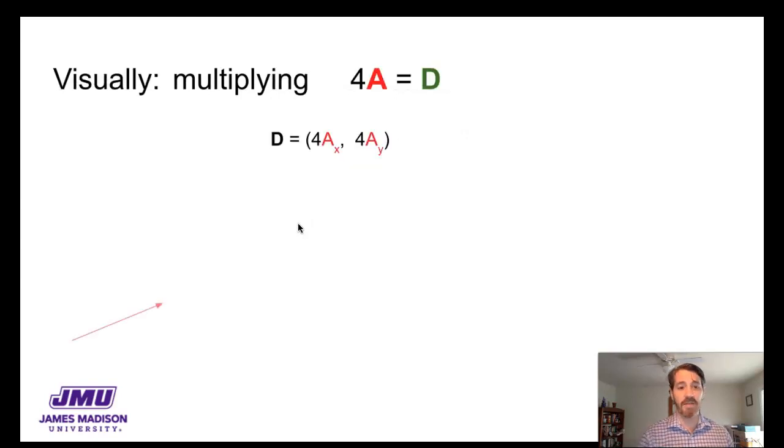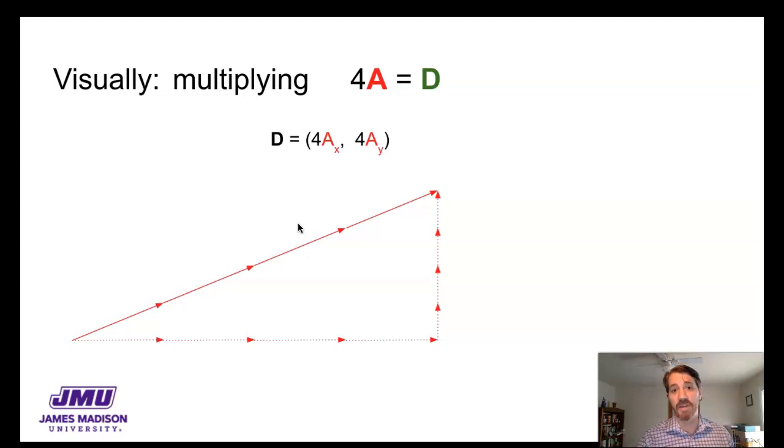Visually, it just looks like this. If I have a vector A, and it's this red vector that's on the screen, 4 times A literally means A 4 times. And when we add vector A to vector A to vector A to vector A, we're adding them tail to tip the entire time. That also means that the x component of A and the y component of A are each being multiplied by 4. So you are multiplying the x component by 4 and the y component by 4 to get a resultant vector D that was equal to 4 times the vector A.